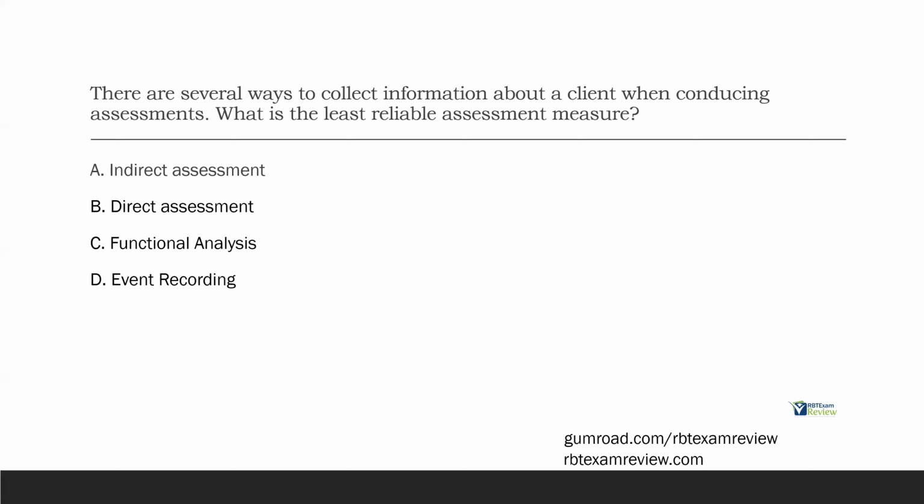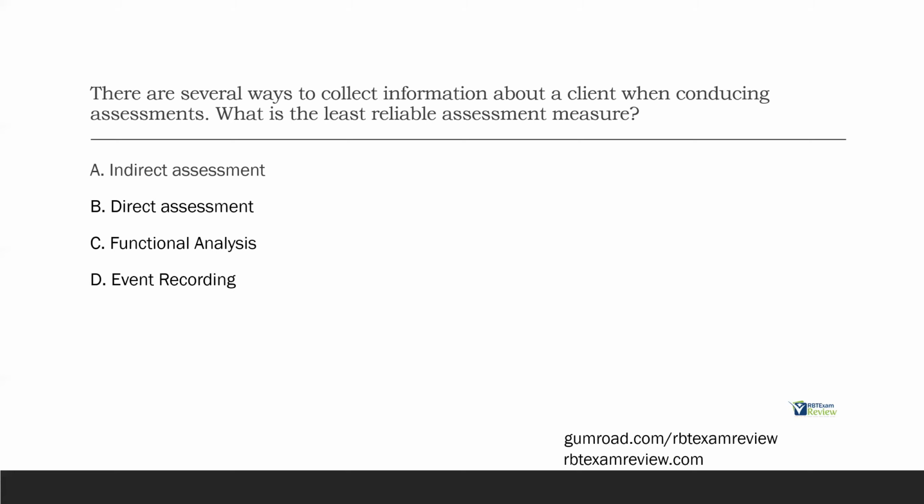Again, a very easy question if you know your terms and definitions. Look at A, indirect assessment. Immediately you should know indirect assessment means we don't directly observe the client. We're not actually watching the client do anything. We're simply conducting surveys, interviews, and checklists. Therefore, it's the least reliable way to assess.